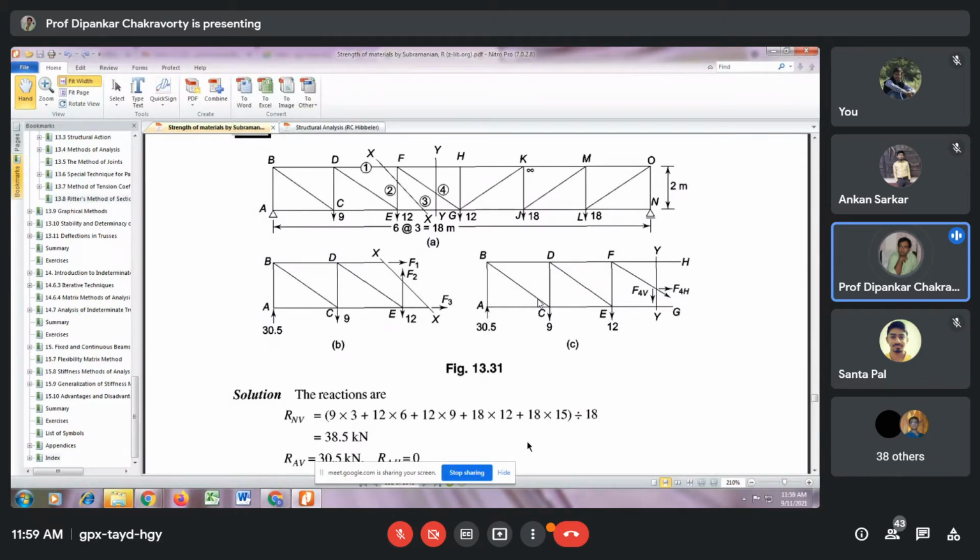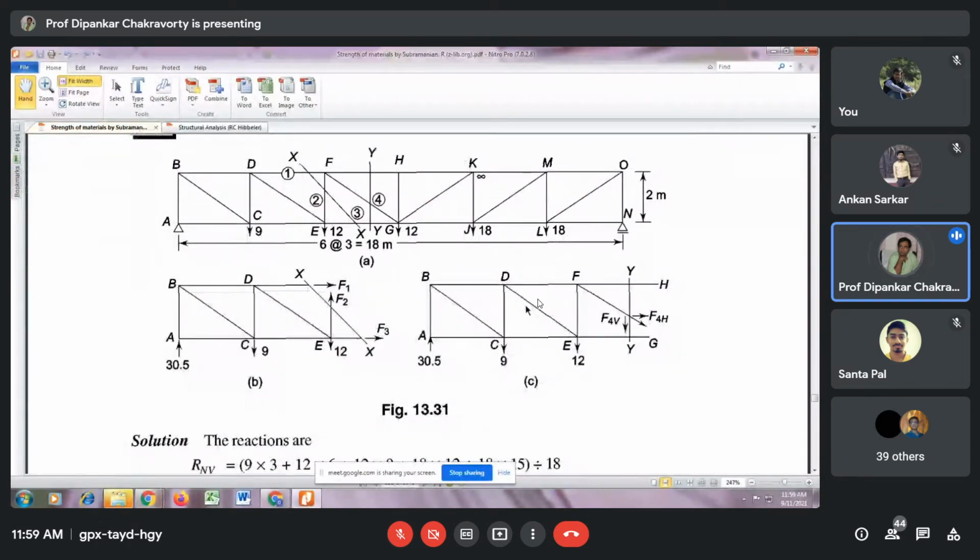Can you please repeat once again? Yes, I will definitely repeat. My point is that you can apply the method of sections to get the bar force in any intermediate member anywhere within the structure. But when you want the bar force of the members which are connected to the support, you have to apply the method of joints.